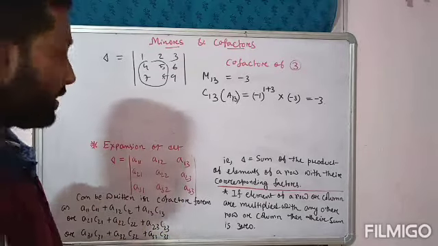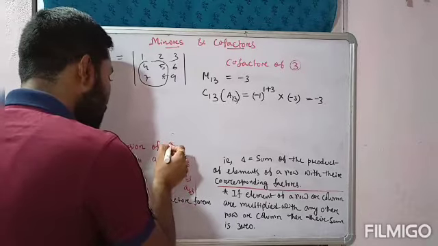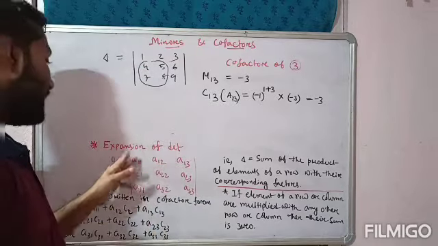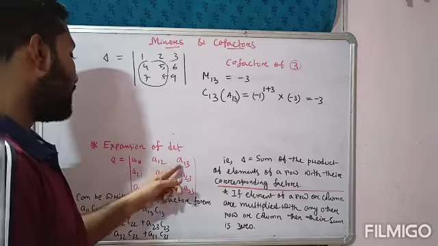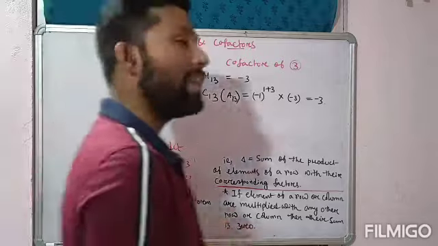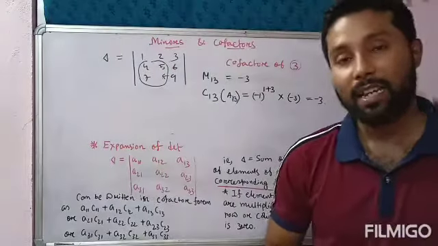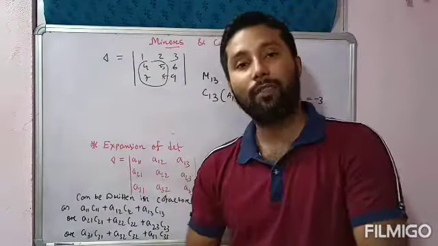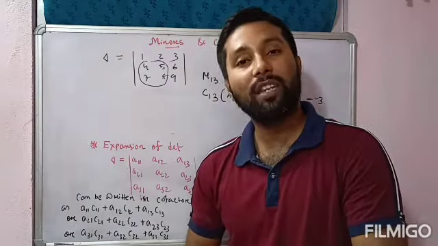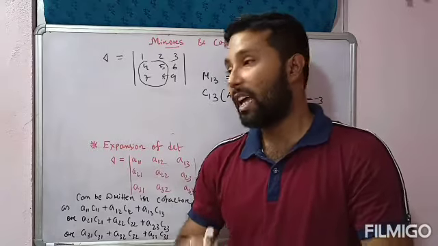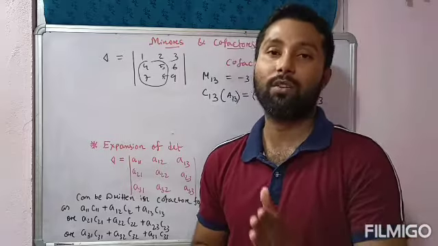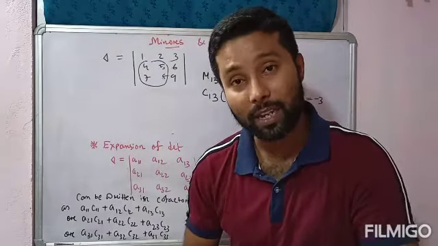Expansion of determinant. Suppose delta is equal to the determinant with rows A11, A12, A13; A21, A22, A23; A31, A32, A33, ये दिया गया है. You know how to expand. If the order of any determinant is 3, you can expand it along first row or second row or third row or first column or second column or third column. इसका एक शॉर्टकट मेथड भी है.